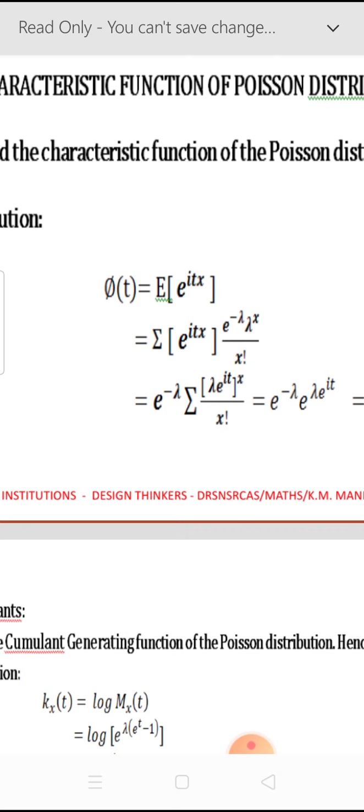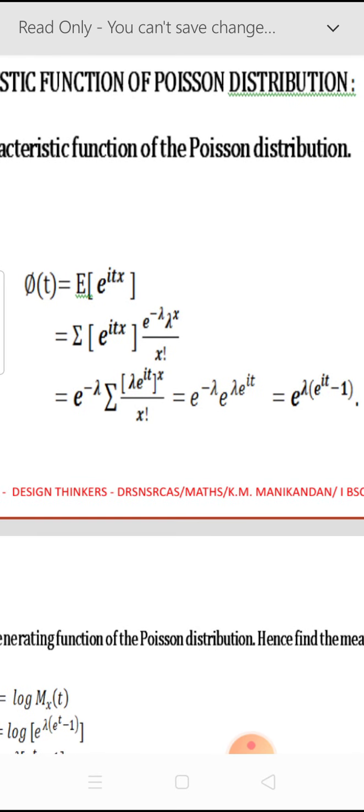So this is again the formula, summation lambda power x by x factorial. This is nothing but the expansion of 1 plus lambda e power it by 1 factorial plus lambda e power it whole square by 2 factorial etc. This is again a formula for e power x. So therefore this is the expansion of e power lambda into e power it.